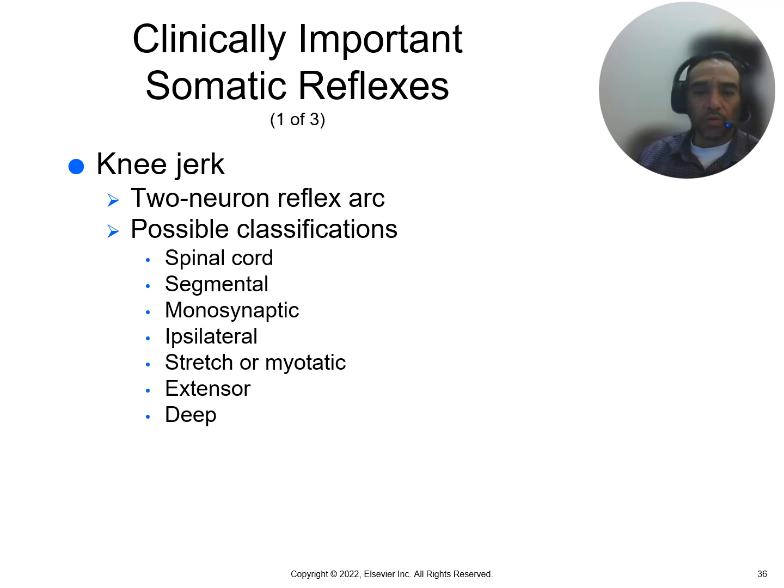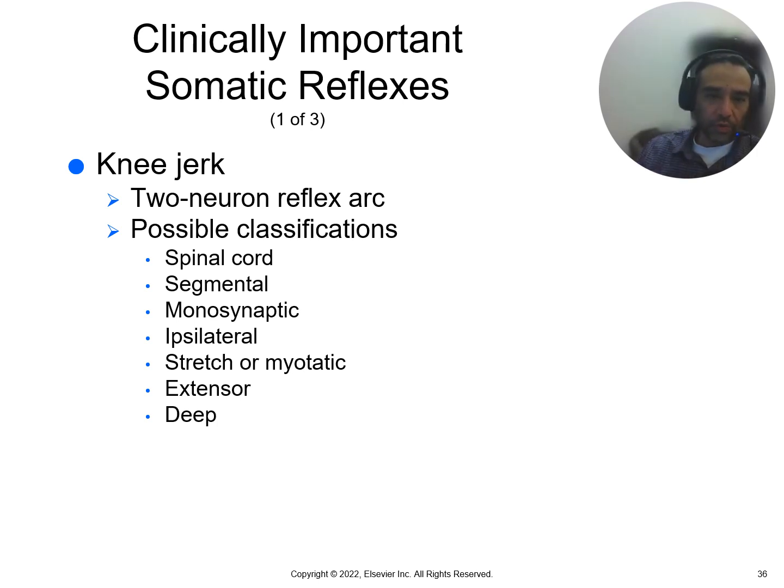For example, I've got a couple of slides on the knee jerk. To get into more detail, that's the one where you're sitting down, they hit your knee, they hit the patellar ligament, and then you involuntarily kick, right? So here it says it's a 2-neuron reflex arc.